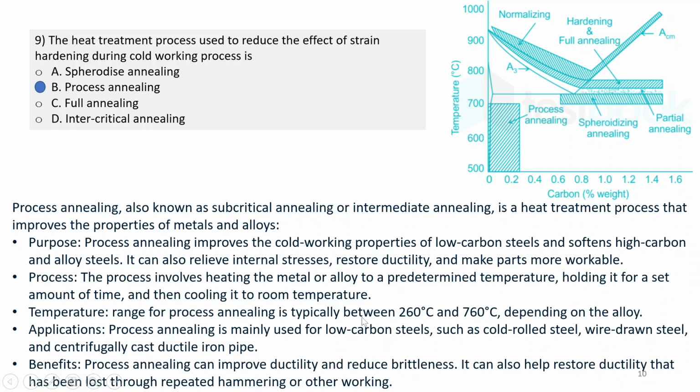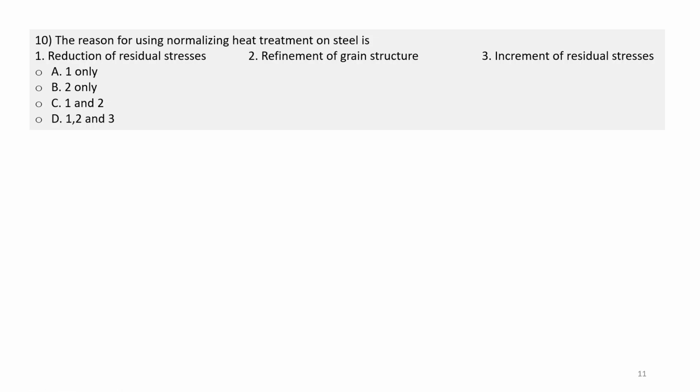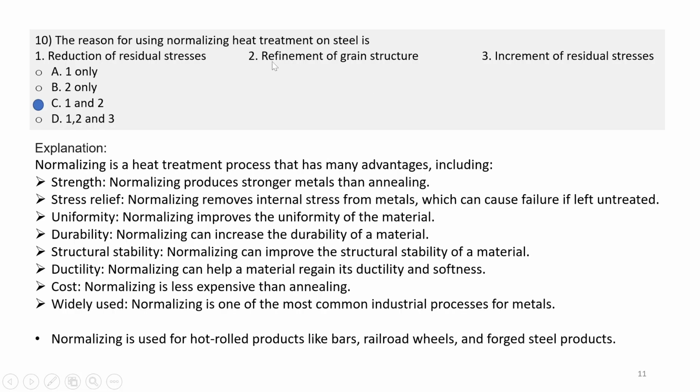The range of process annealing is typically between 260 and 760 degrees Celsius depending on the alloy. It is mainly used for low carbon steels such as cold rolled steel, wire drawn steel and centrifugally cast ductile iron pipe. 10th question: the reason for using normalizing heat treatment on steel is reduction of residual stresses, refinement of grain structure, or increment of residual stresses. So the correct answers will be first and second.